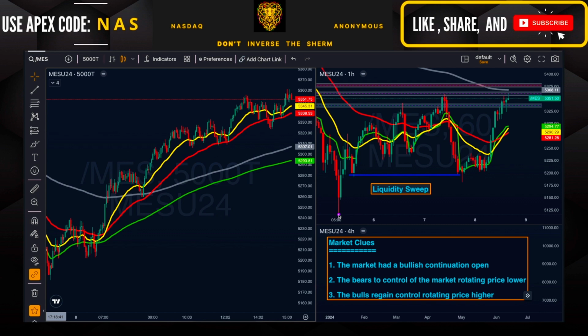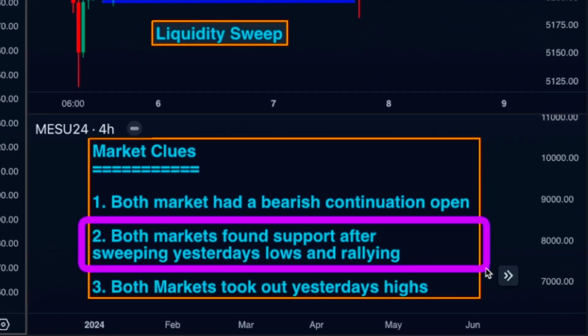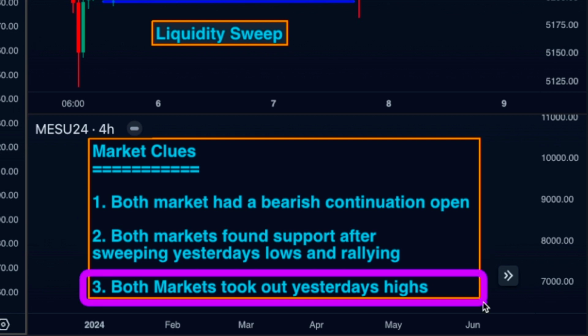In summary, both markets had bearish opens. Both markets found support after sweeping yesterday's lows, which resulted in a massive rally. And finally, both markets took out yesterday's highs.